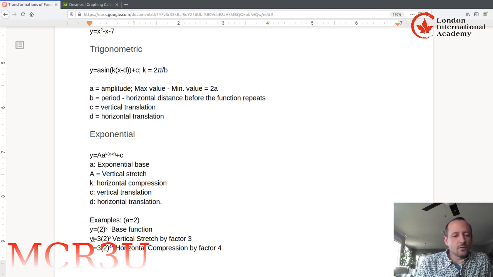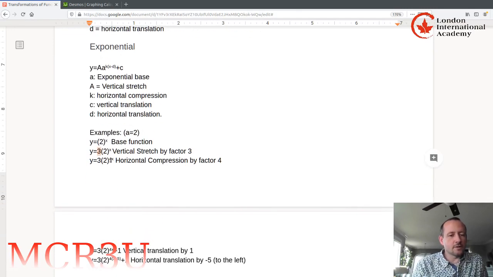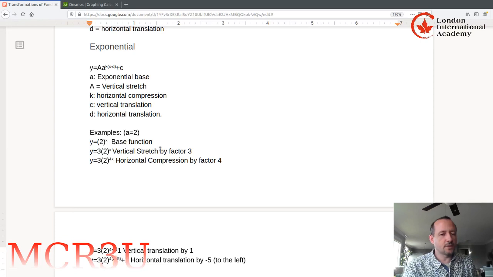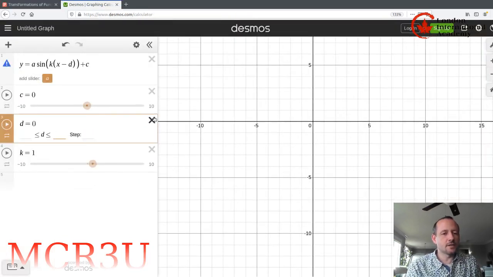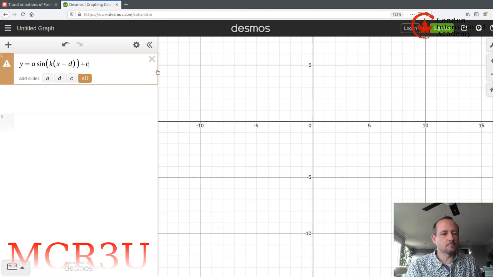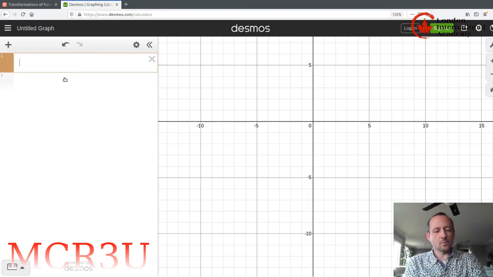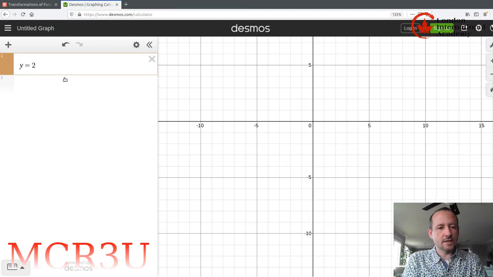And then we're going to apply a vertical stretch by factor 3, a horizontal compression by factor 4, a vertical translation by 1, and a horizontal translation by 5, or -5, moving to the left. So let's see those play out in the Desmos. Take out our sliders and our function. And y equals 2 to the exponent x.